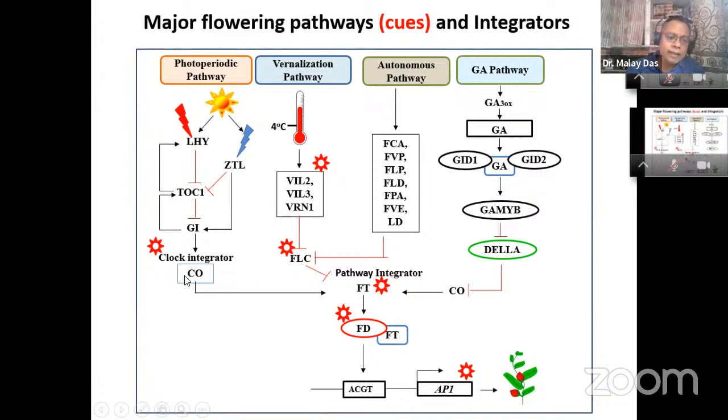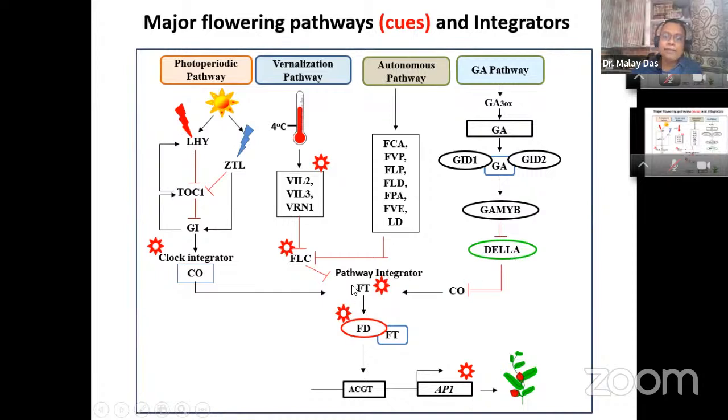Now, there is another gene which is known as constans, and I would request you to note this constans gene, because in our next story, I'll be telling you a story about constans and FT. So this constans is the integrator which integrates the signal that is coming from all this circadian response pathway. Now, once constans is activated, it goes and binds to FT, and that FT is another integrator, but that is not the clock integrator, that is the pathway integrator. That is, FT integrates signal coming from all these different pathways like photoperiod, vernalization, autonomous, and GA like that.